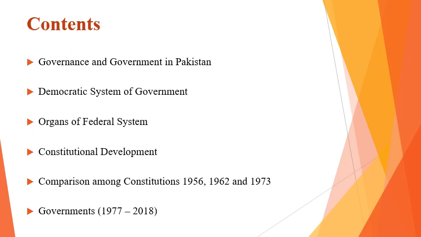Dear listeners, by the end of today's lesson, you will be able to know about governance and government in Pakistan, the democratic system of government. We will be discussing the organs of the federal system, constitutional development, and a comparison among the three constitutions of Pakistan, 1956, 1962 and 1973. Besides, we will be discussing the government leadership from 1977 till 2018.